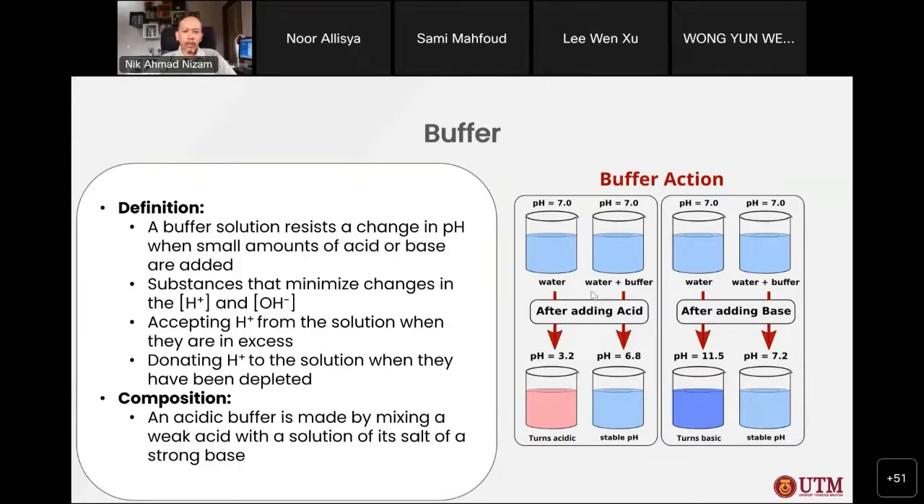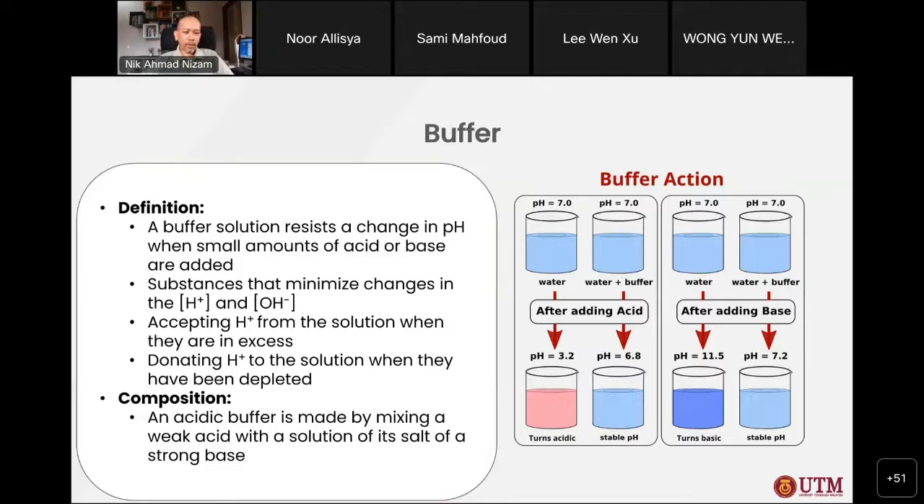So the buffer can actually minimize the change in the concentration of H plus and also OH minus, accepting H plus from the solution when they are in excess, and donating H plus to the solution when they have been depleted. Okay, what is the composition of a buffer?